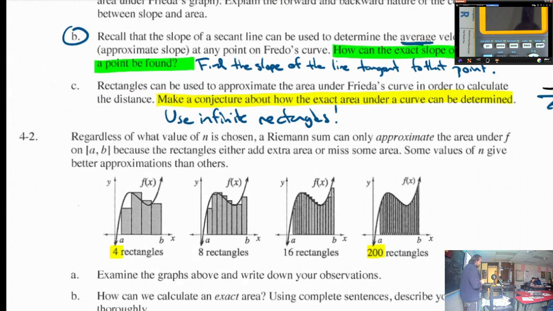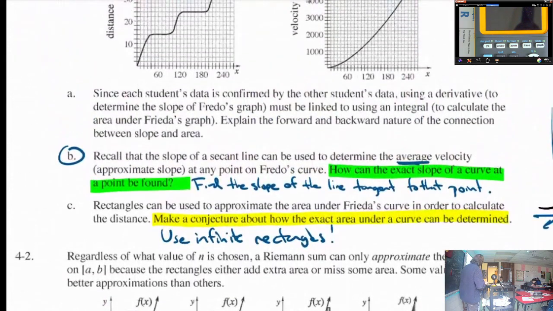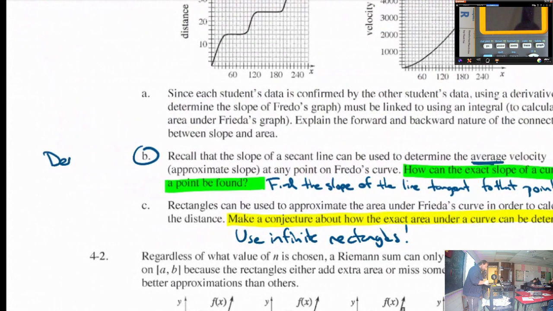Let's look at question 4.2 to help us solidify this visual idea. All we really wanted to do in 4.1 is get a review of where we are so far. Question B talks about derivatives, and question C is really talking about what we're building up towards today, which is the idea of an integral. Calculus has basically 2 parts to it, derivatives and integrals, and everything revolves around these 2 ideas.